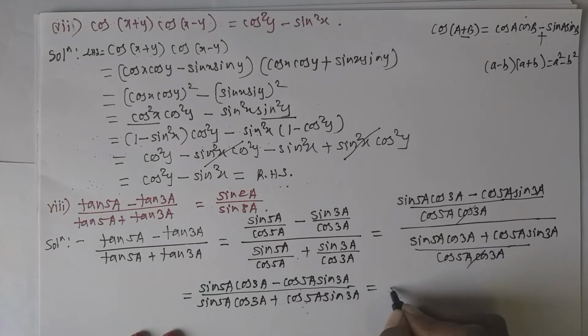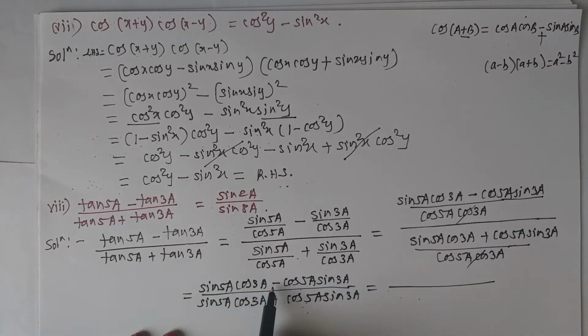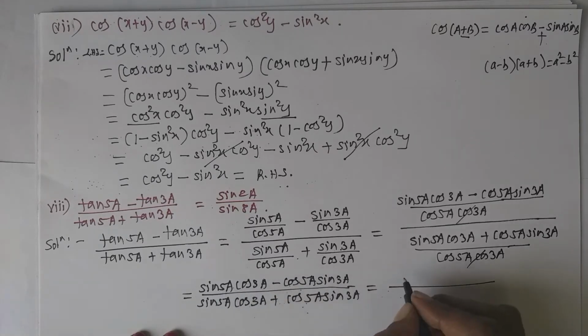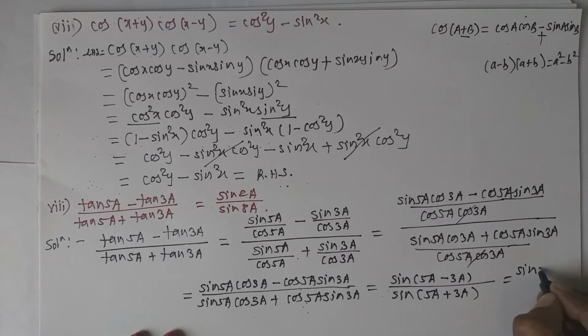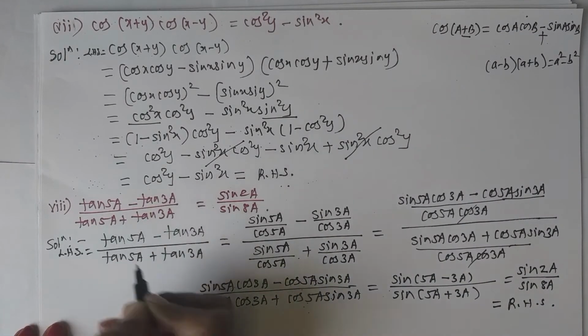And what is this? See, in the numerator this is nothing but sin a cos b minus cos a sin b, means this is the formula of sin a minus b, and a is here 5a and b is 3a. And see the denominator, this is the formula for sin a plus b, sin a cos b plus cos a sin b. A is 5a, b is 3a. This is sin 5a plus 3a. And what is this? This is sin 5a minus 3a means sin 2a, and this 5 plus 3 means sin 8a. And this is equal to your right hand side. In this way we have proved left hand side is equal to right hand side.